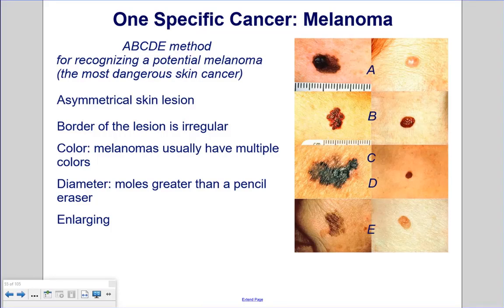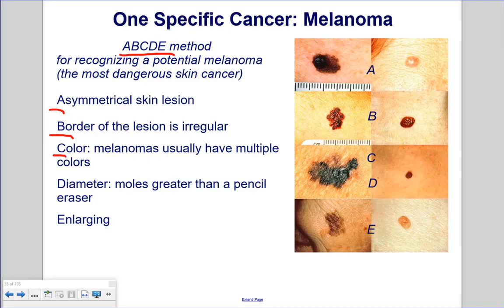What dermatologists use to evaluate moles, or these specific types of skin lesions, is the ABCDE method. They look at a set of conditions to determine if a mole is possibly a melanoma. A stands for asymmetrical skin lesion. As we can see in part A of this diagram, the moles themselves aren't very symmetrical. And B, the border of the lesion is irregular, so the edges aren't smooth, they are a little rough. C, color.